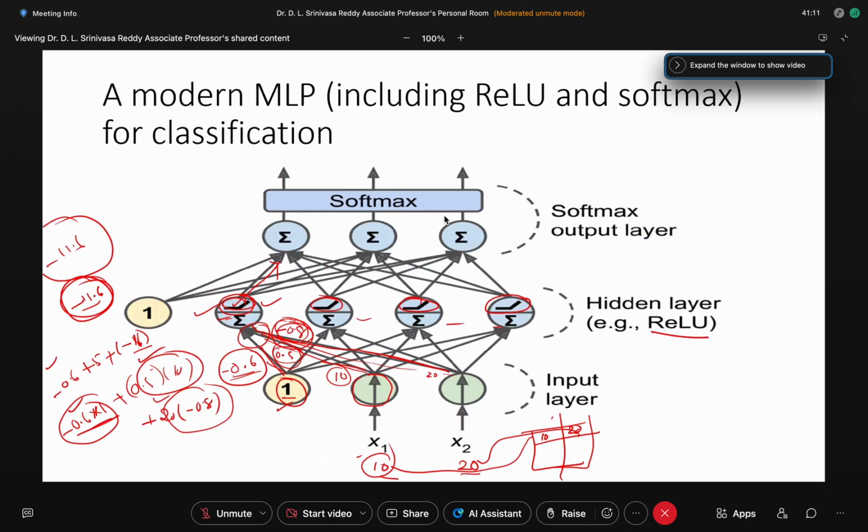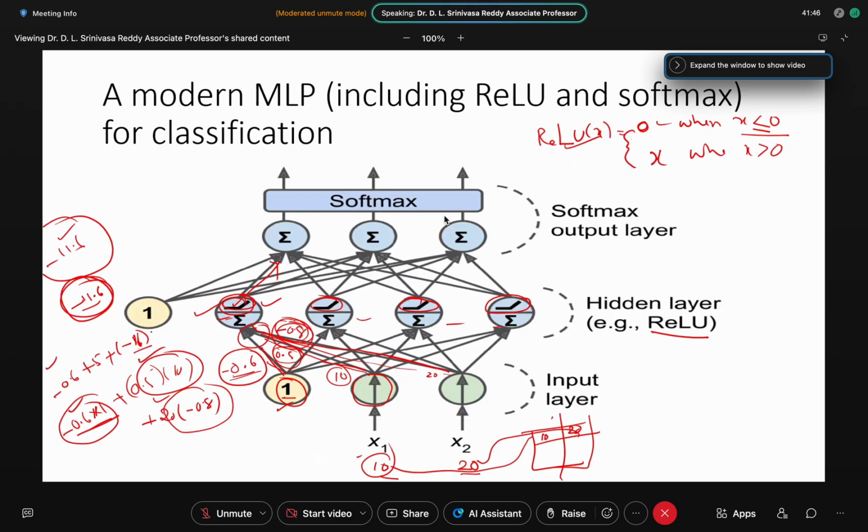No, no. Now I am writing here the ReLU function. ReLU of x is equal to 0 when x is negative, and it is equal to x when x is positive. What is the input here? A negative value. When it is a negative value, the ReLU function gives you an output of 0. So this becomes 0. All of you got it? Yes, sir.